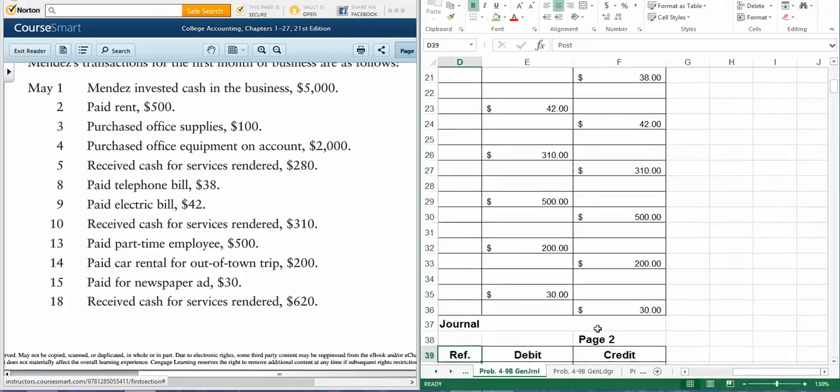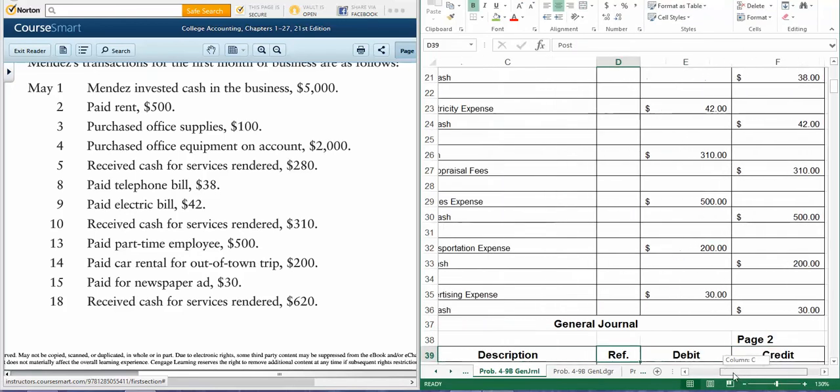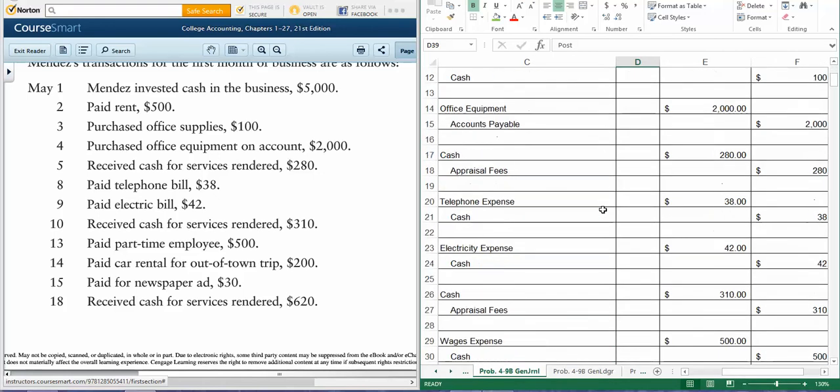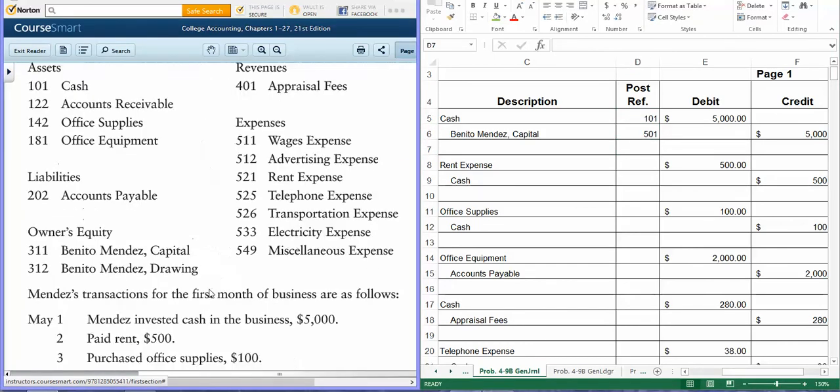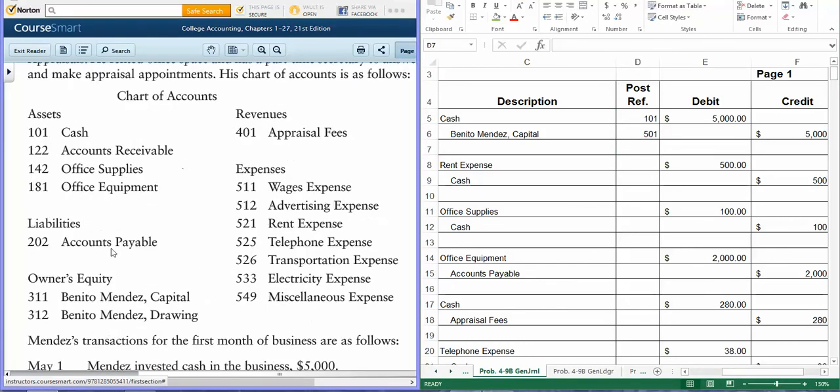At this point, even though the homework gives you the reference, I am not as worried about you filling in that column. This would be the account number. So for cash, it's 101. For capital, it's usually 501. Again, that information would be up here. It looks like for this problem, capital is 311.